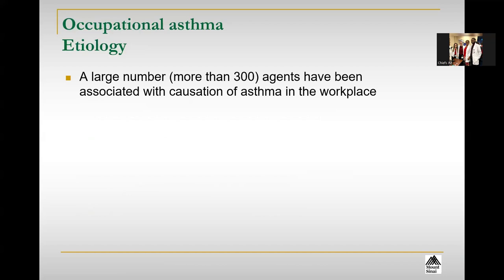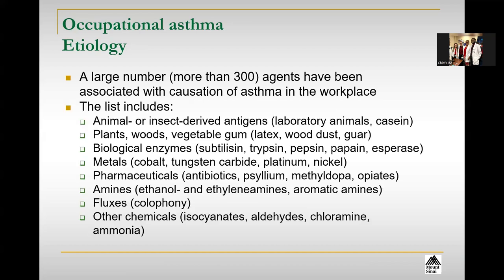A large number of agents, more than 300, have been associated with causation of asthma in the workplace. Very briefly, the larger groups to remember are animal or insect-derived antigens, for example, working with laboratory animals or working with casein and other proteins of animal origin, which can be allergenic. Exposure to plants, woods, and vegetable gums also matters; there are many wood dusts that have been associated with occupational asthma.